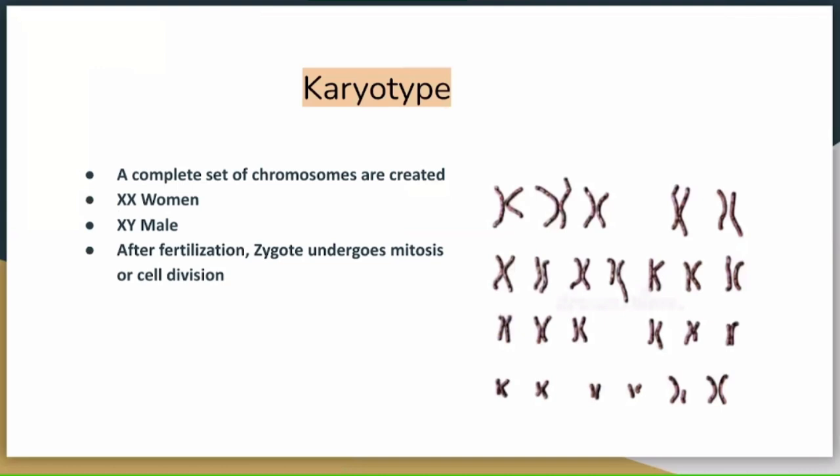We have the karyotype, which is a set of chromosomes created by the woman and the male. After fertilization, the cycle undergoes mitosis, or cell division.